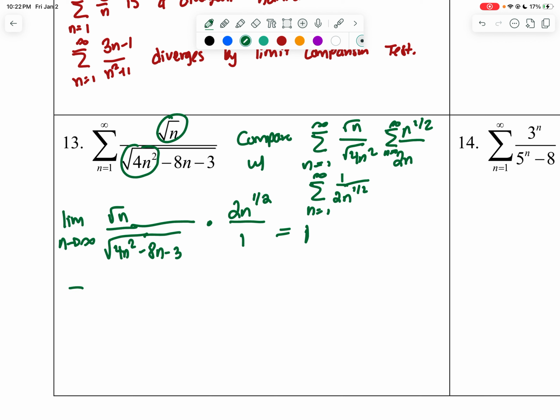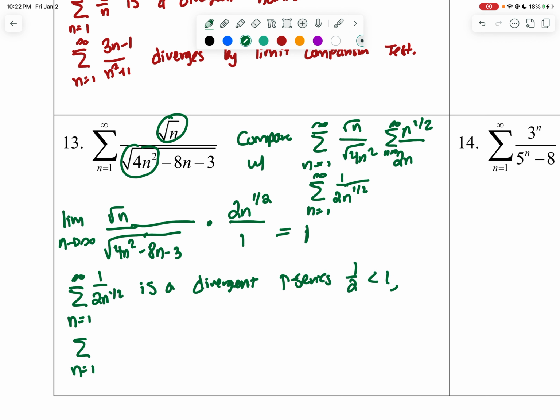And then because we know that my comparison series, 1 over 2n to the 1/2, is a divergent p-series, then we know that my original series diverges by limit comparison.